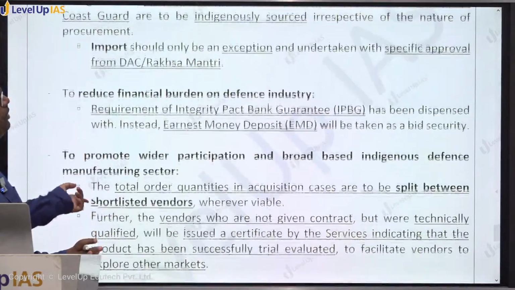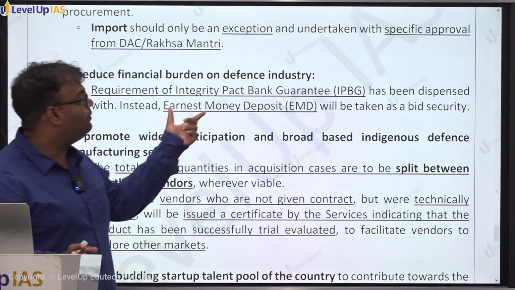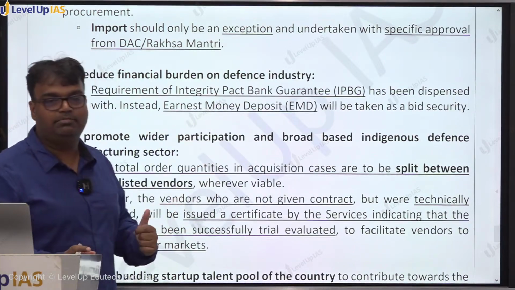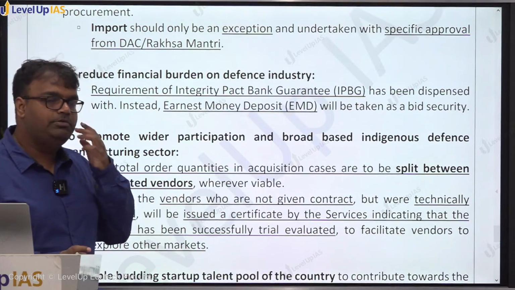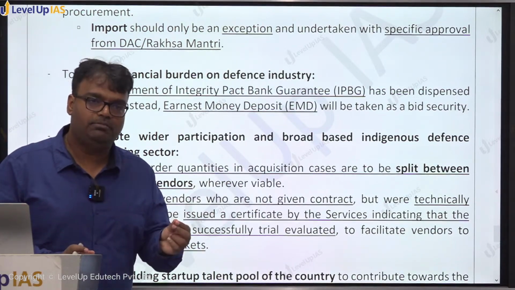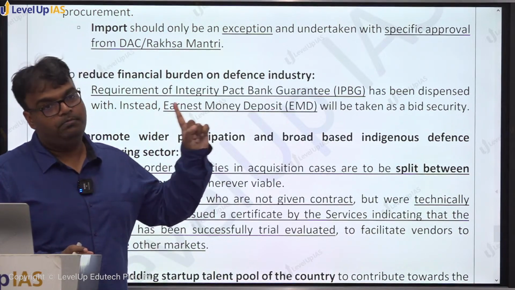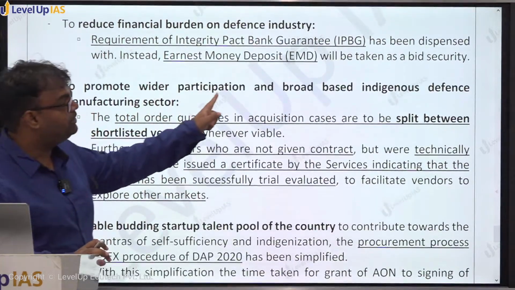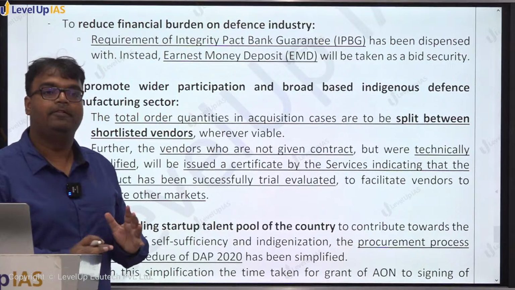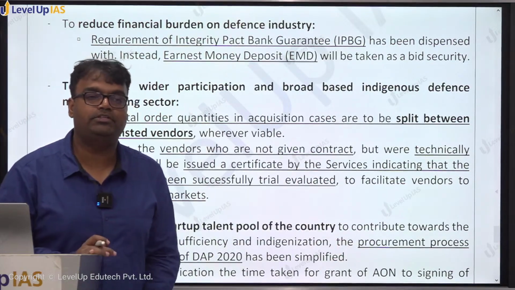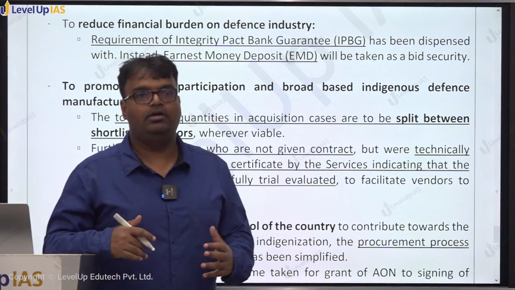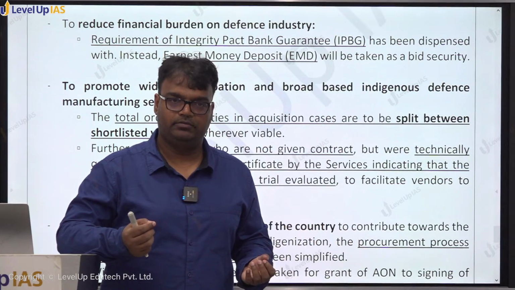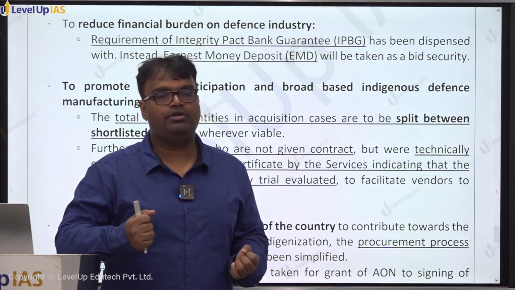To reduce the financial burden on the defense industry, the requirement of an integrity pact bank guarantee has been done away with. Now they only have to provide an earnest money deposit. If you promise something, you come into a bidding, then you have to deposit some money. Earlier you had to give a bank guarantee, whose burden was higher. This is to promote wider participation in the broad-based indigenous defense manufacturing sector. To promote participation of more indigenous defense manufacturing players, what they have done is this. Suppose there was a project, in which 2 companies are fulfilling the requirement, 2 Indian companies. So what will the government do?